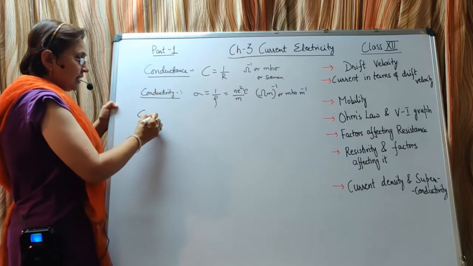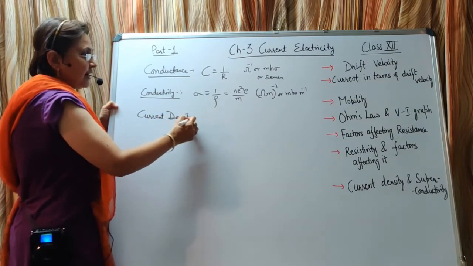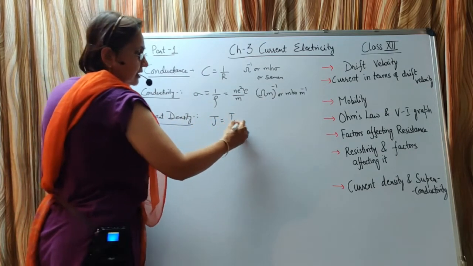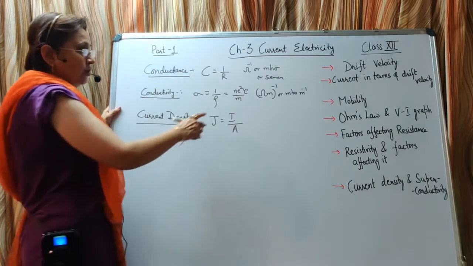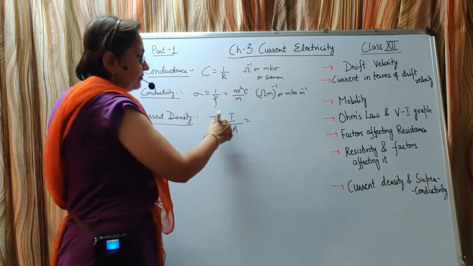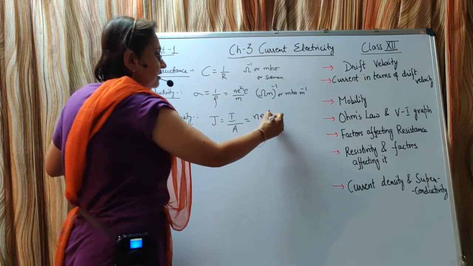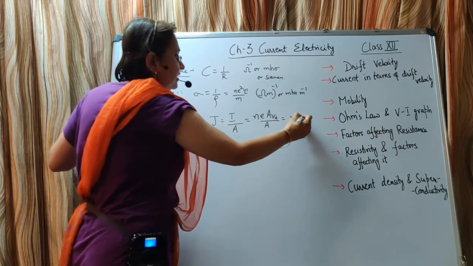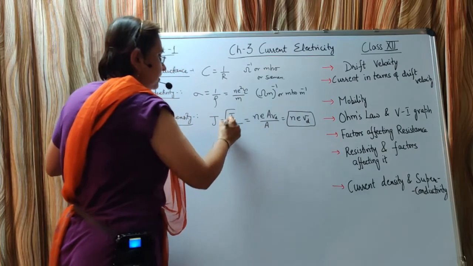The next is current density. Current density is defined as the current flowing per unit area. Current flowing per unit area, we call it current density. Okay, current in terms of drift velocity is written as n e A v_d, so current density is n e v_d upon A times A. So, n e v_d is the expression of the current density.